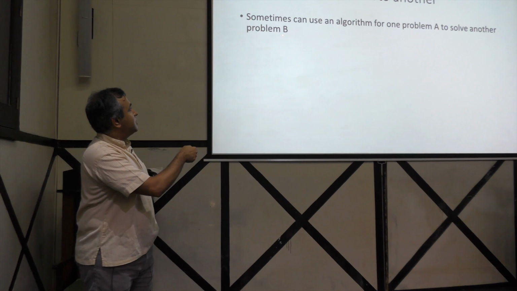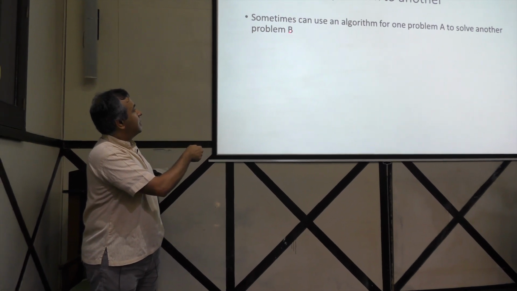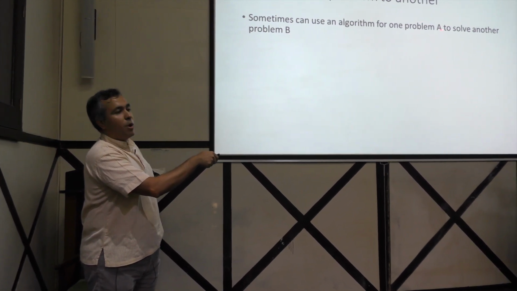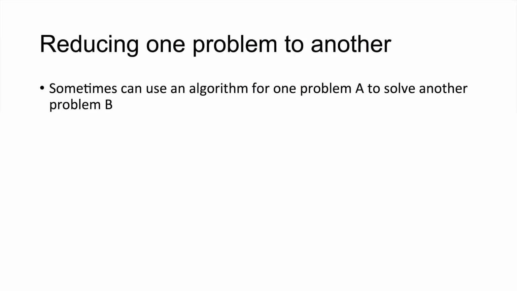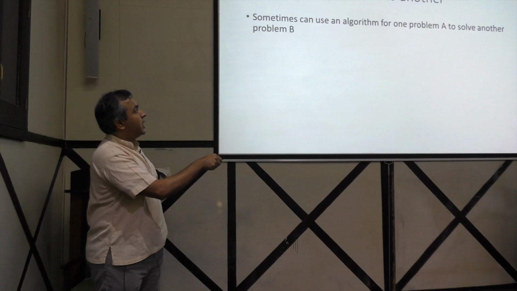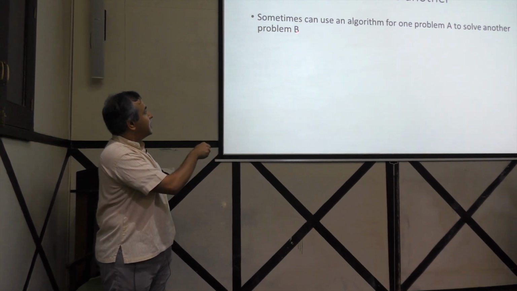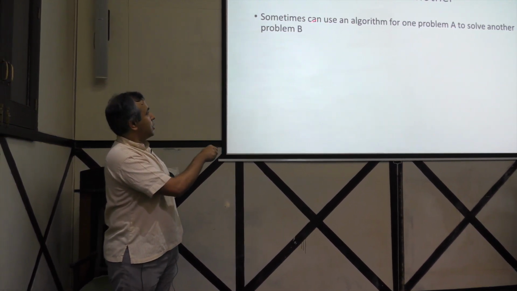What will this tell you? This tells you that problem B is no harder than problem A. If somebody gives me a way to solve A, then, let's actually look at this carefully. What I'm going to ask is, if somebody tells me how to solve a particular problem A, then I can solve this particular problem B. So if somebody gives me an algorithm for problem A, this means I can solve problem B. This is the notion of reduction.